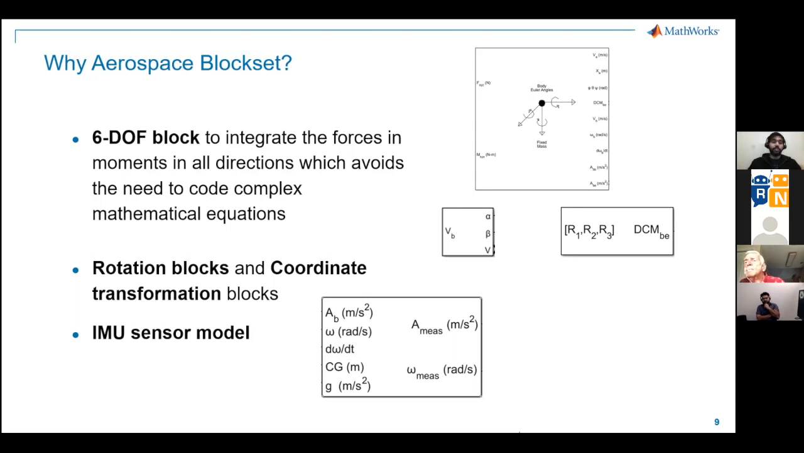And we'll be using an IMU sensor model to simulate our IMU sensor. Using this block, you can simulate your sensors using real life conditions. Like you can add Gaussian noise or colored noise. You can even specify the parameters of accelerometer and gyroscopes.